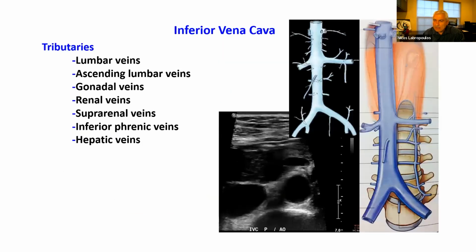Now, if you look now at the pelvis, look at the inferior vena cava first. This is the drawing of the inferior vena cava. You see here nicely on the ultrasound the spine, the aorta and the vena cava on the cross-sectional view, and the multiple tributaries such as lumbar veins, ascending lumbar veins, gonadal veins, the renal veins, suprarenal veins, the inferior phrenic and the hepatic veins, as you see here, are the most common tributaries of the inferior vena cava.